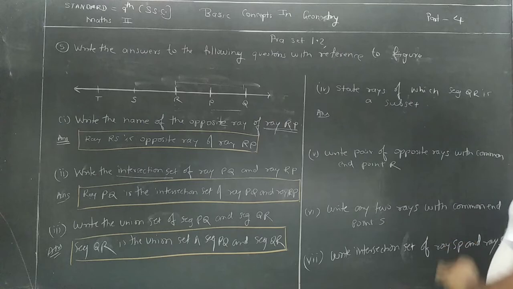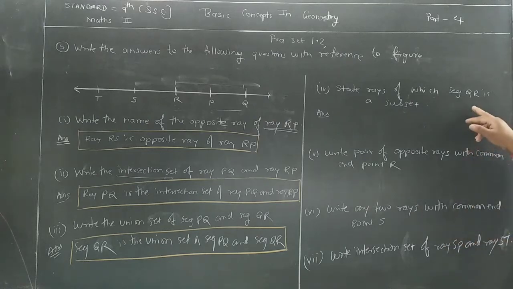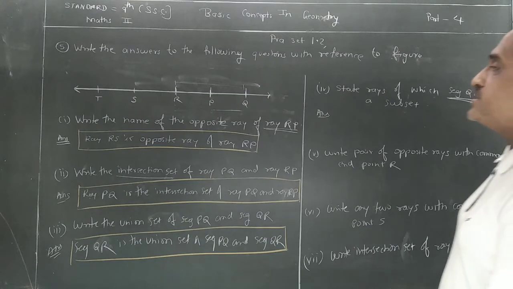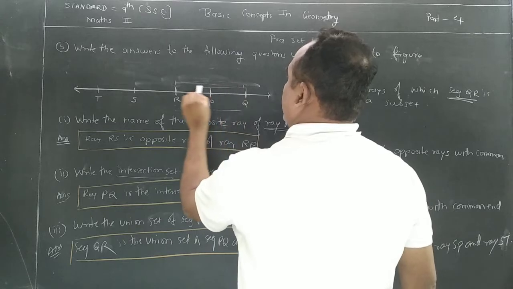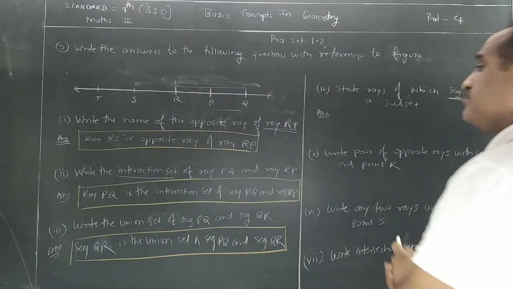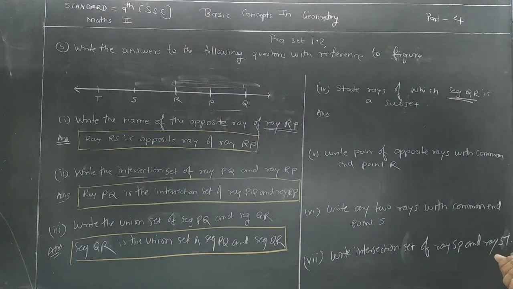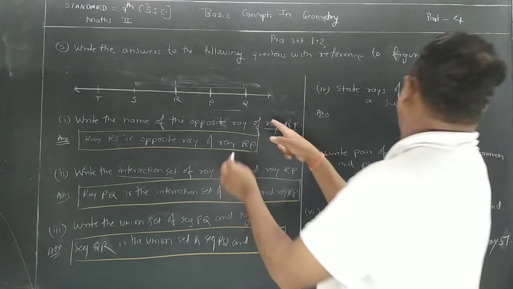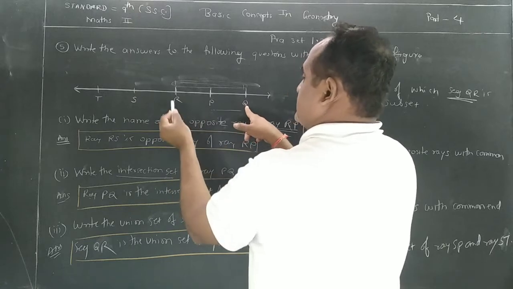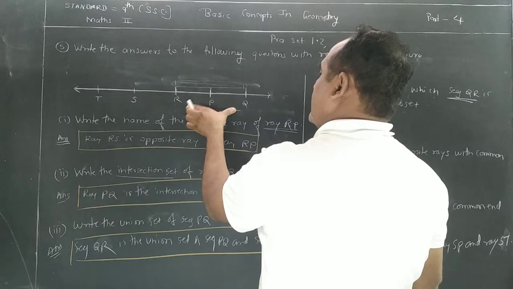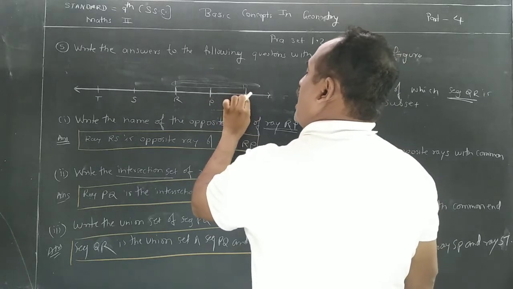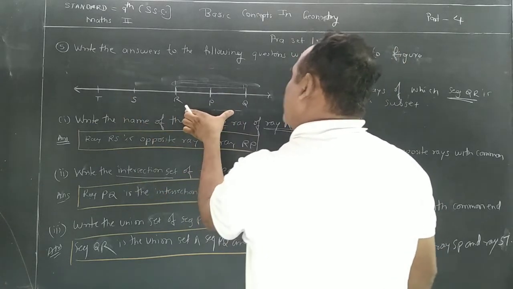What is the question number 4? Straight rays of which segment QR is a subset. QR is over here. QR is a part of this, right? So which rays should have QR as a part? If I take ray RQ, this becomes its part, and ray QR is going in that direction. That is also the part.